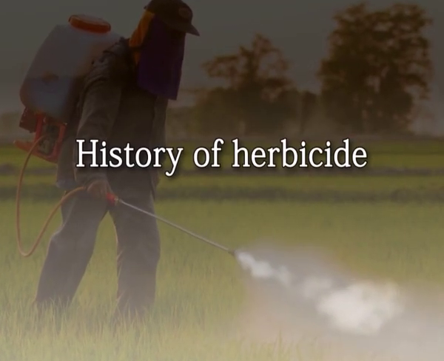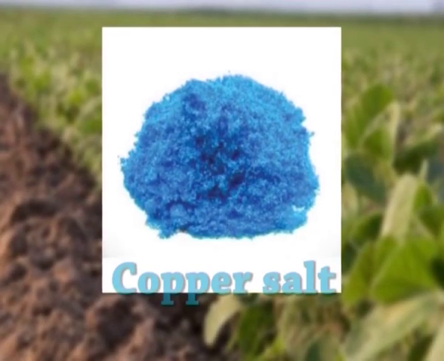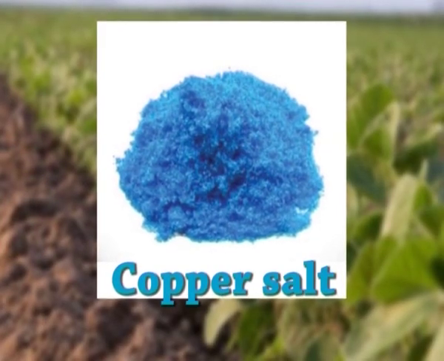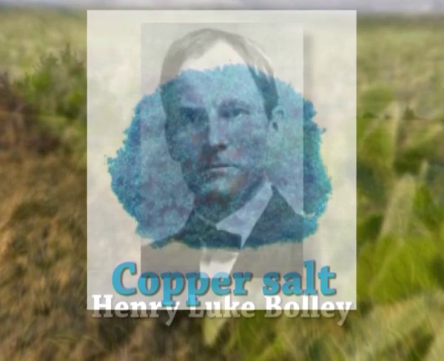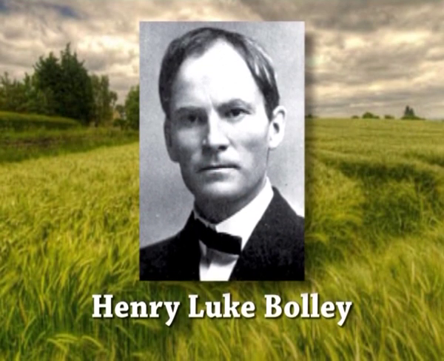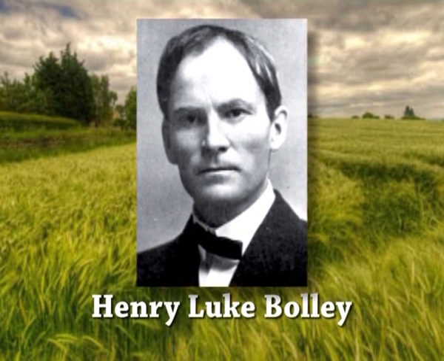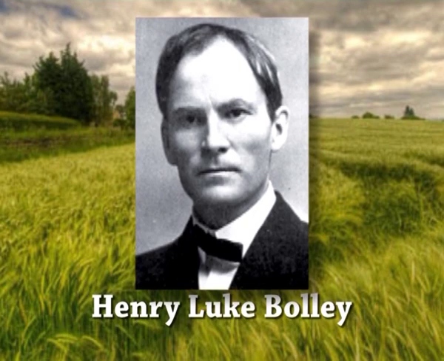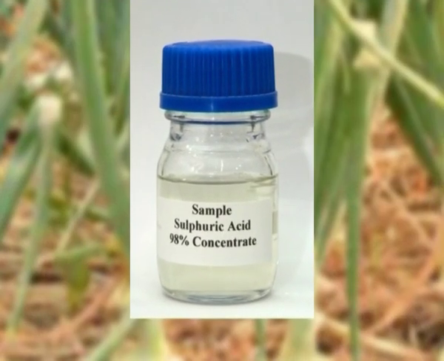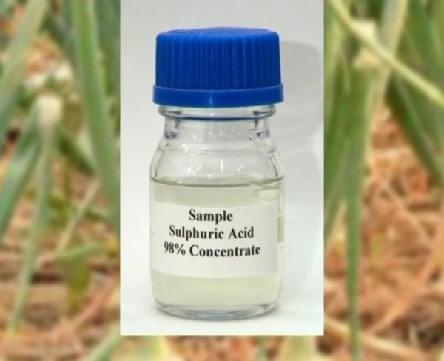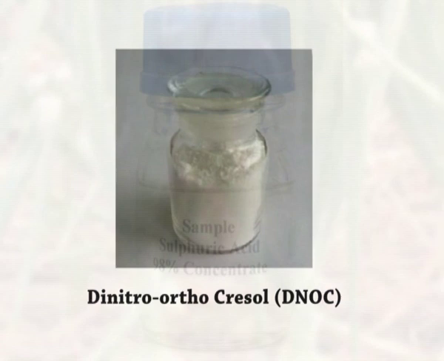Let us now discuss the history of herbicide. In 1897, copper salt was used for broadleaf weed control in cereal crops. Bolley in 1908 used various salts for non-selective control in wheat fields. In 1912, sulfuric acid, H2SO4, was used for selective weed control in onions and cereals.